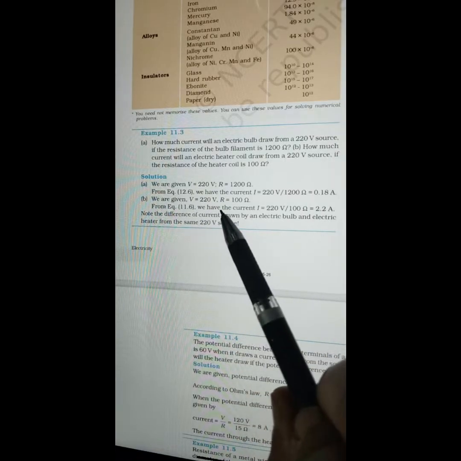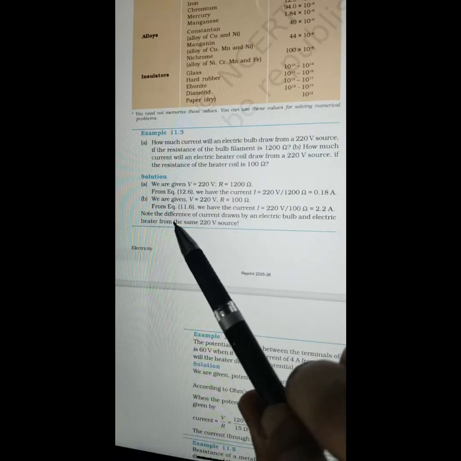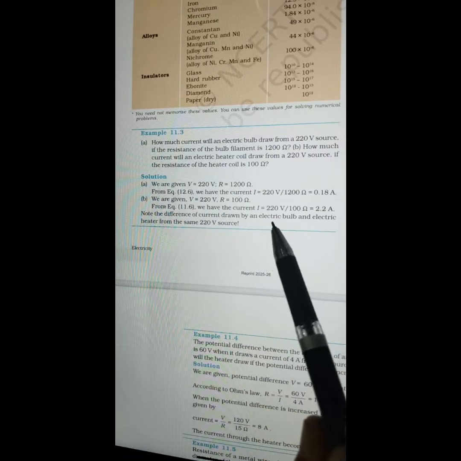For part B, we are already having V and R with us. So using equation 11.6, we can calculate I as 2.2 ampere. Note the difference of current drawn by an electric bulb and an electric heater from the same 220-volt source. Let's come to another page.